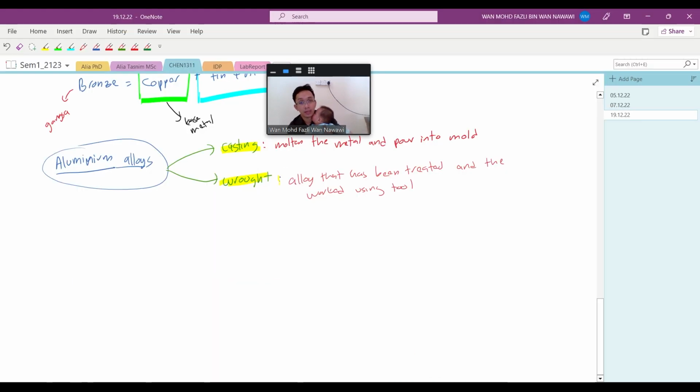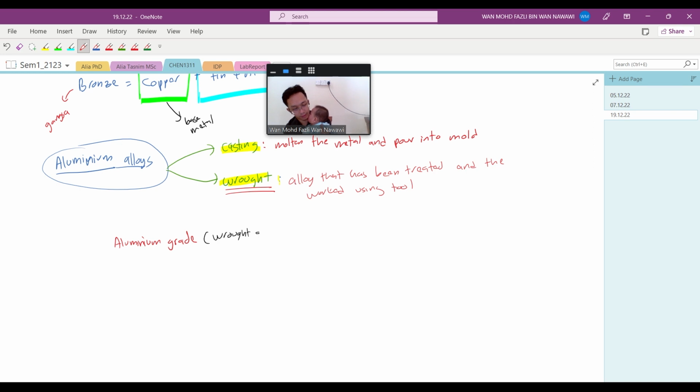Okay, so not all aluminium alloys are the same lah. So for example, let's say I talk about wrought alloy. Example, aluminium grades. Let's say I want to just talk about wrought aluminium only.